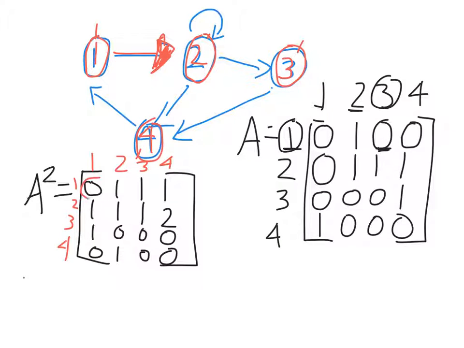So this one here, number 0 there, means there are no two-step paths from 1 to 1. There is no way to get from 1 back to 1 in 2 steps. And we can see that from the diagram. We can go from 1 to 2, but there's no way to get back to 1 in one more step. So this number here, a 2, means there are 2 ways to get from 2 to 4 in 2 steps. So what we can do is we can go from 2 to 3 and then 3 to 4. That's one 2-step path. Or we can go 2 back to itself and then to 4. And that's a second.